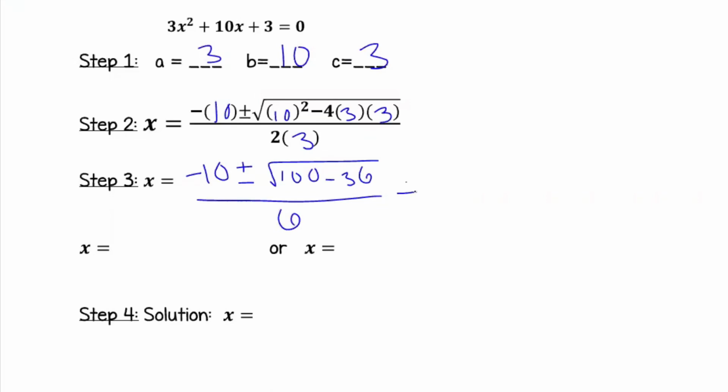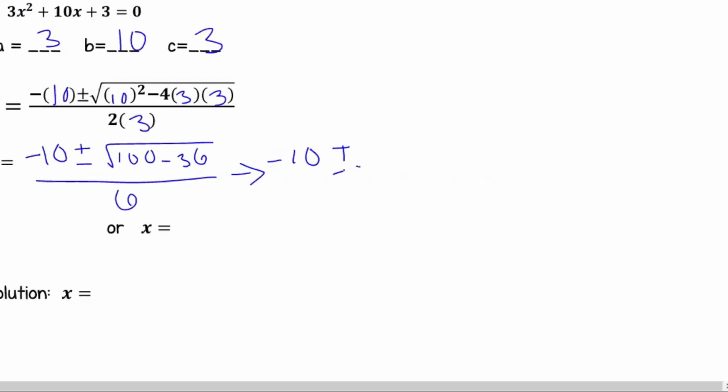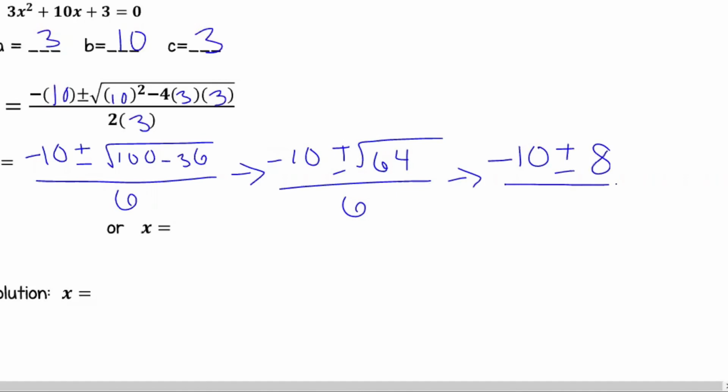I'm going to come over here, and I'm going to simplify this even more. So I'm going to get -10 plus or minus the square root. 100 minus 36 is 64, all over 6. Again, I'm going to simplify it a little bit further by finding the square root of 64, which is 8. So we have -10 plus or minus the square root of 64 is 8, all over 6.